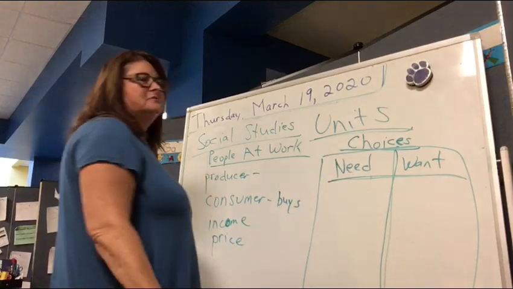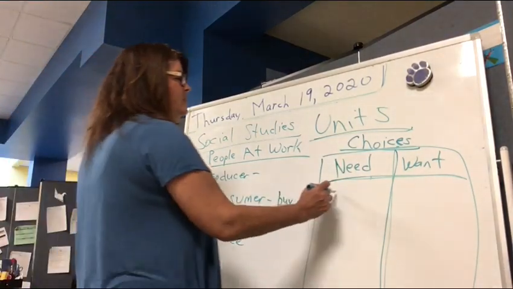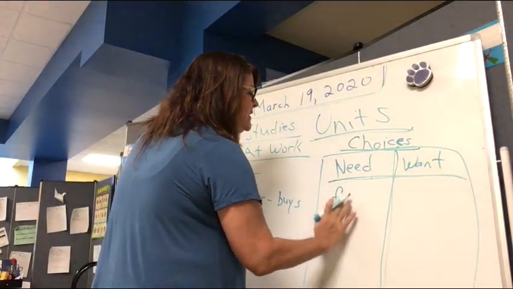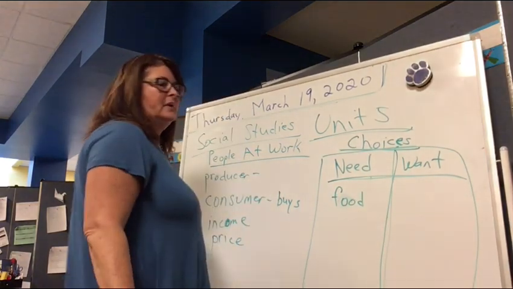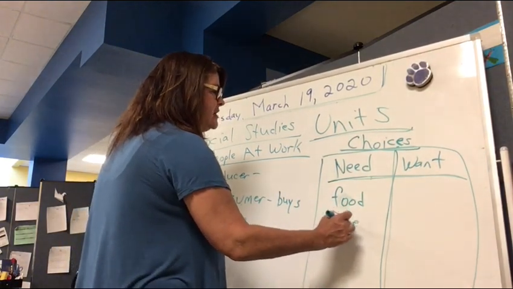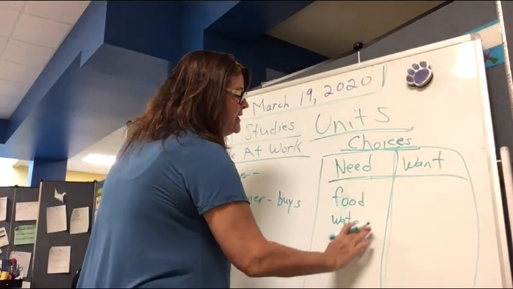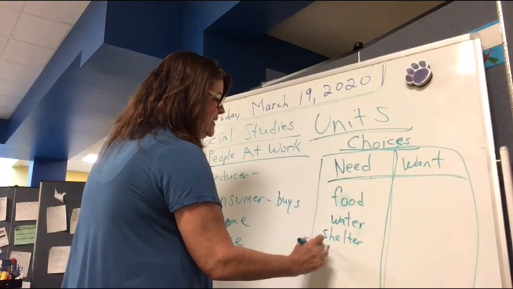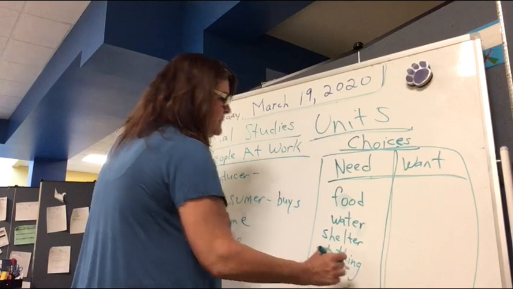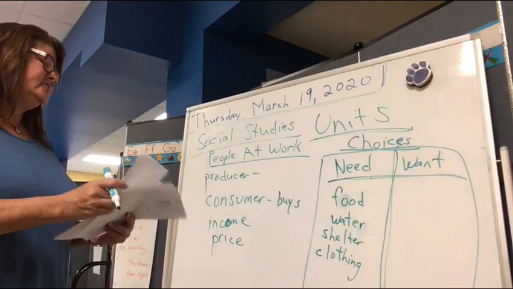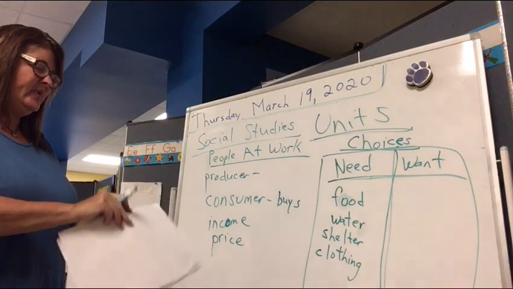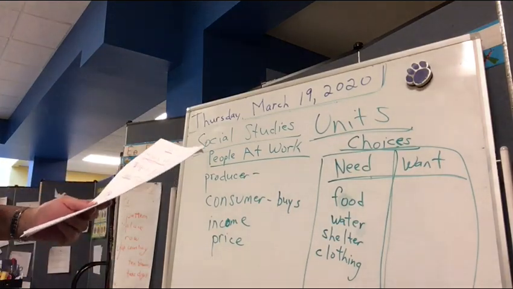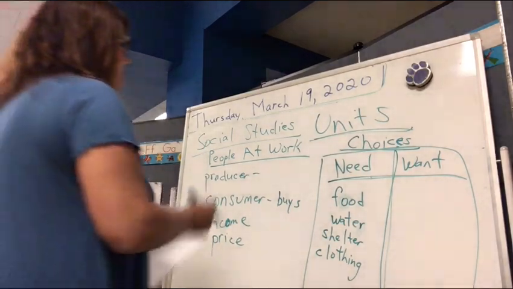So for example, we need what to eat? We need food. We need water. We need shelter. We need clothing. These are some needs that we cannot live without. These are needs. A need is something you must have to live.